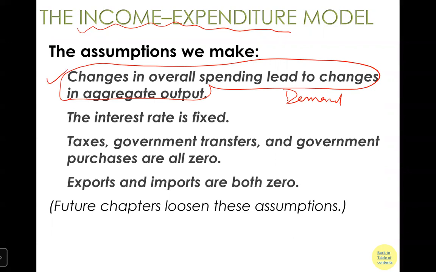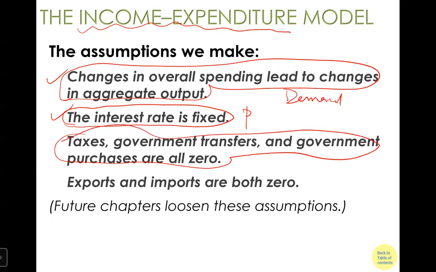Number 2 essentially says price is fixed. This is similar to the demand-supply model we reviewed at the beginning of the class. We just start with a simple one. Price is fixed. Number 3 says that, for the time being, we kill the government. There's no government in this discussion.